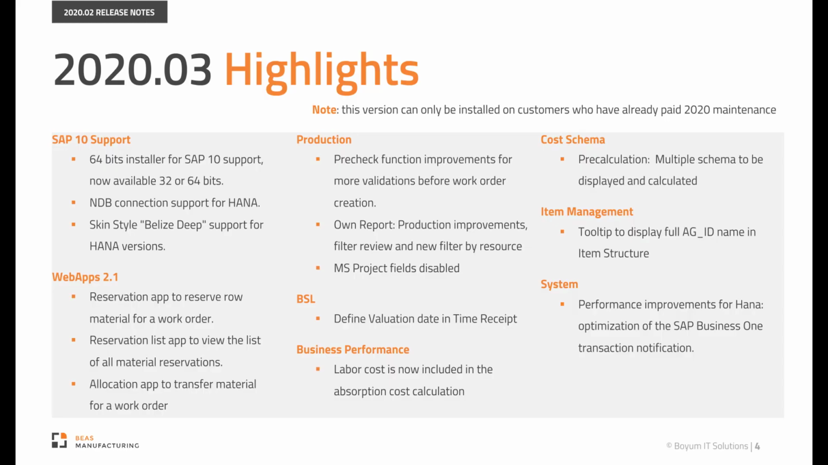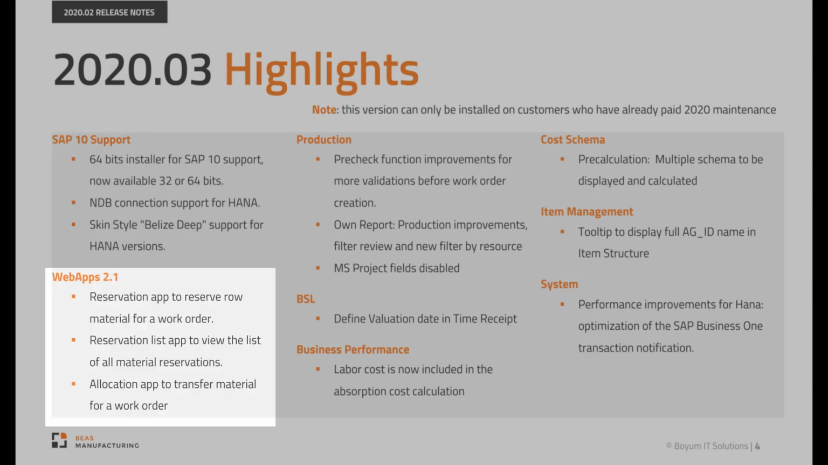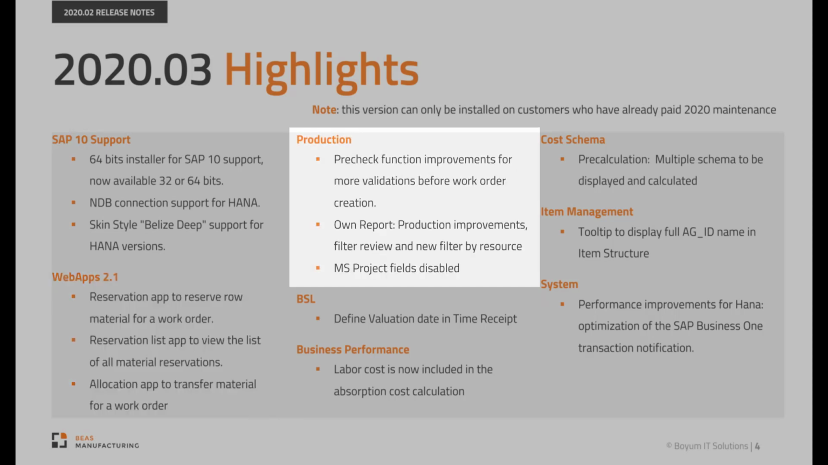Before going into the details, let's go through the highlights. In the installation area, we are introducing a 64-bit installer to support SAP Business One version 10. We have also added NDB connection support for HANA and support the Beas Deep skin type of SAP 10 HANA. We have developed 3 new web apps to manage reservations and allocations. In the production area, we have refined several functionalities with new fields and filters and a pre-check function improvement for more validations before work order creation.